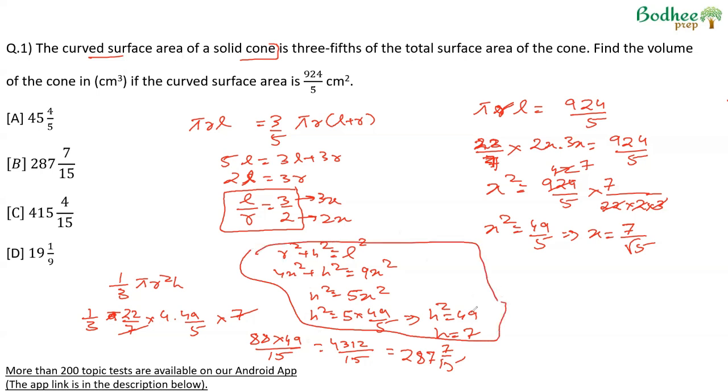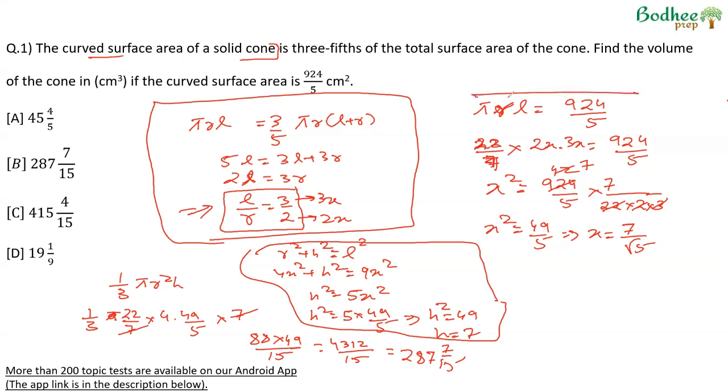So these are the set of calculations that need to be done. First we find out the relationship between L and R, step 1. Equate this to the given curved surface area to get the value of x from the ratio for L and R. Substitute it in R square plus H square equals L square to get the value of H. We now have the values of R and H to get the volume, which comes out to 287 and 7 by 15. That becomes my answer.